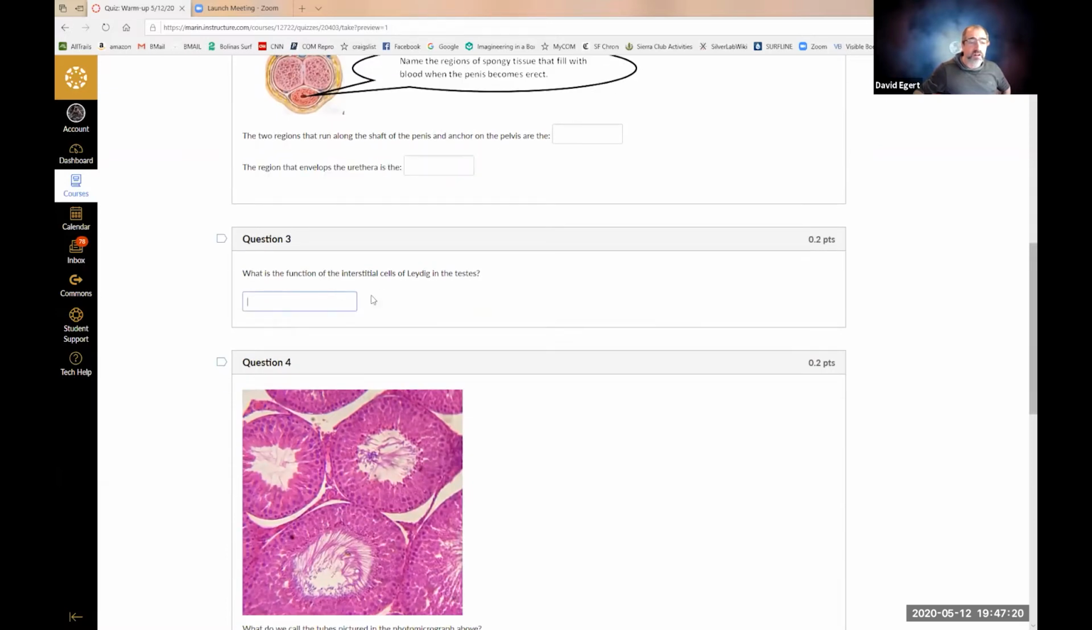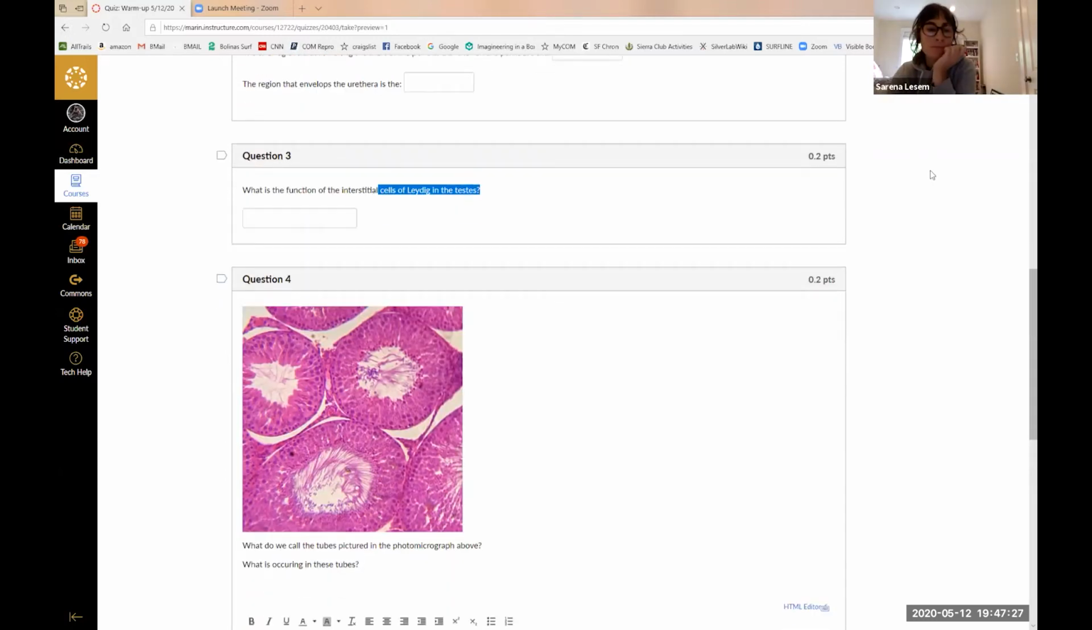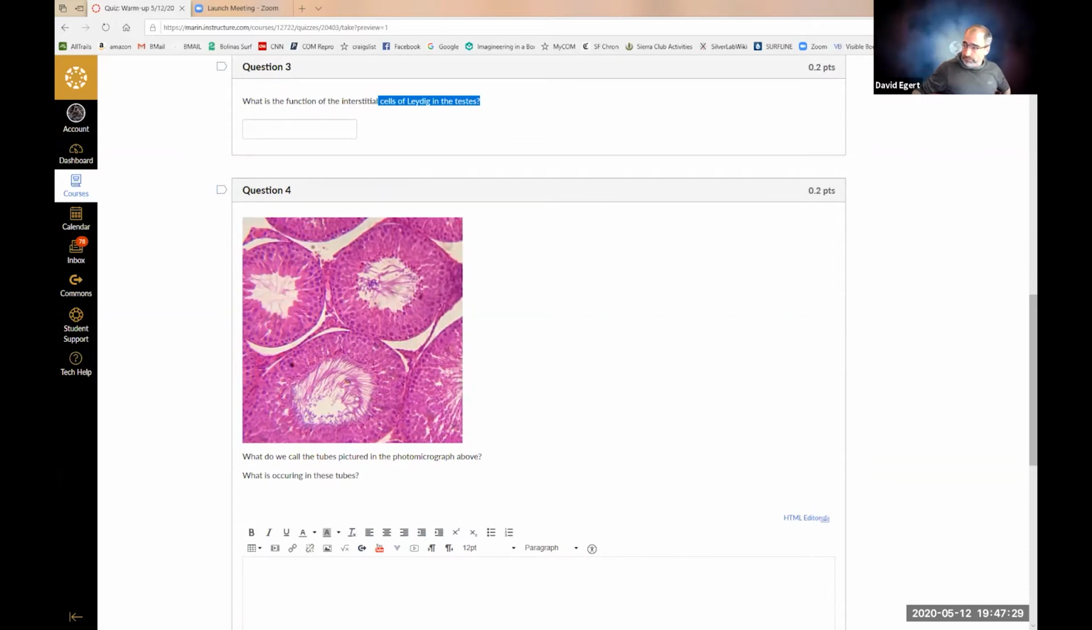And what is the function of the interstitial cells of Leydig? Makes testosterone. Yeah, totally, they make testosterone. So when we think about the core things that a male's testes are doing, one is testosterone, and these are the little cells in the soft tissue in between the seminiferous tubules. That's why they're called interstitial, the spaces in between.